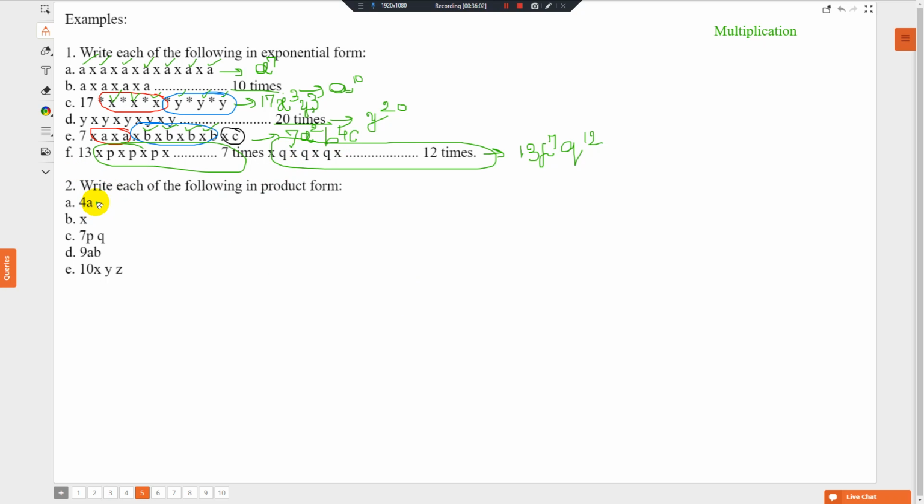Now, the product form we know that. For A, what is the product form? You know that it's the multiplication method. 13p⁷q¹². Okay, okay.